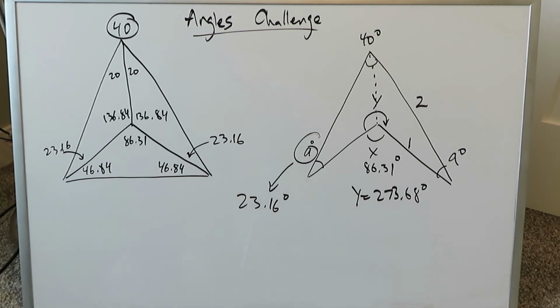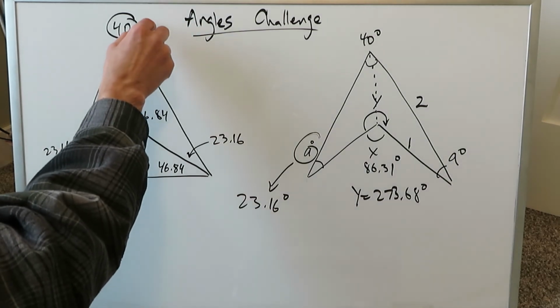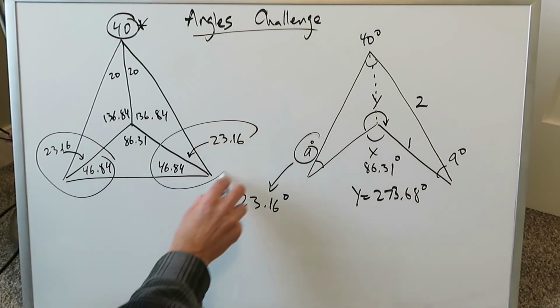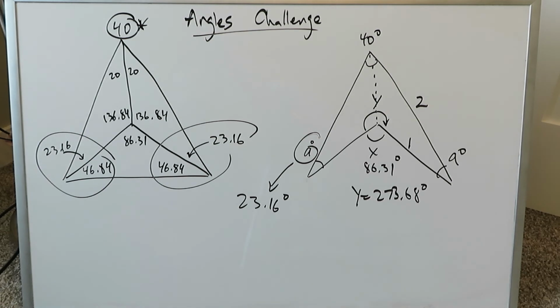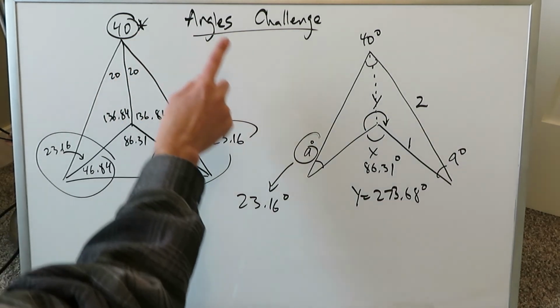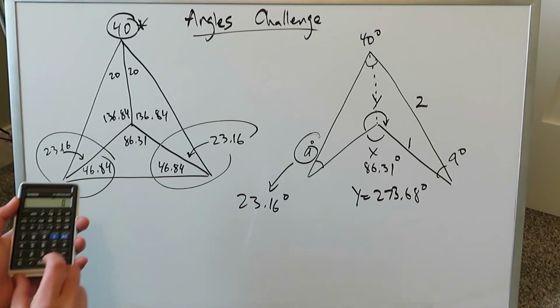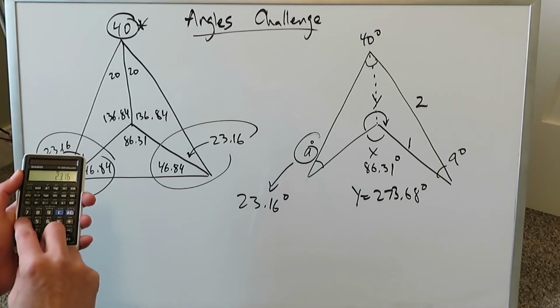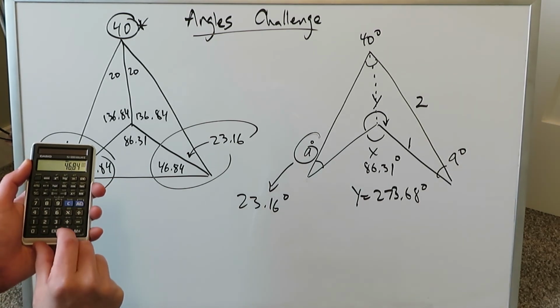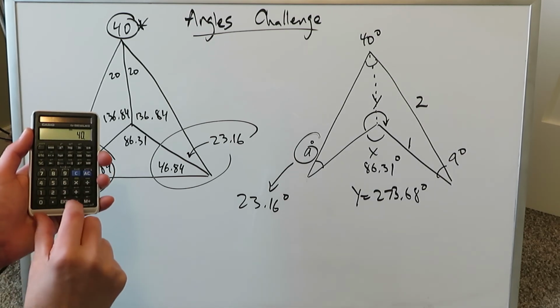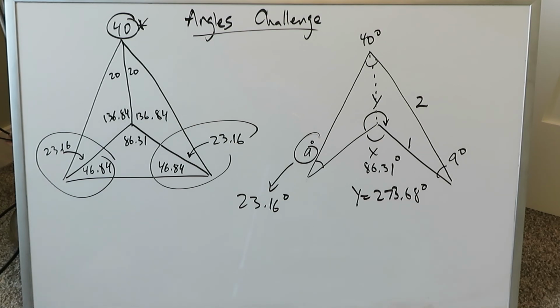What I can do now as a final check, I can use this value right over here, 40, and then I can use the sum of this and the sum of this, and this larger triangle must add up to 180. I'll do 40 plus 23.16 plus 46.84 plus this plus that. So we do a 23.16 plus 46.84. I'll multiply that by 2, I get 140, then I add another 40 on top, I get 180. So everything is good. Our challenge has been solved.